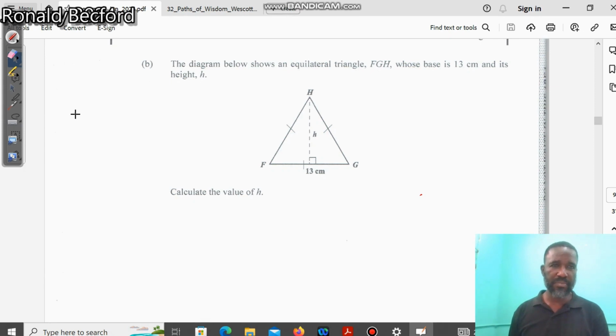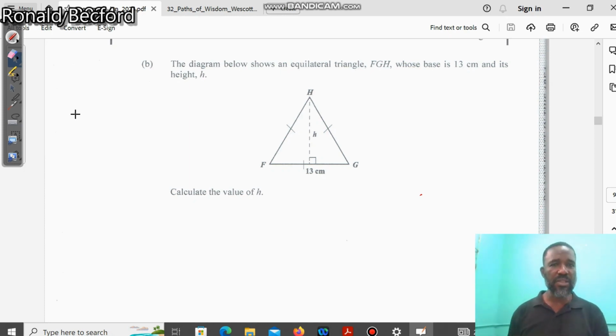We are at question 3b. It says the diagram below shows an equilateral triangle FGH whose base is 13 centimeters and its height is h. Calculate the value of h. How do we go about calculating the value of h?